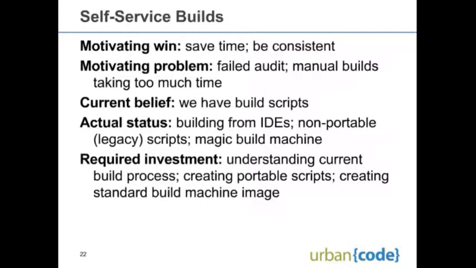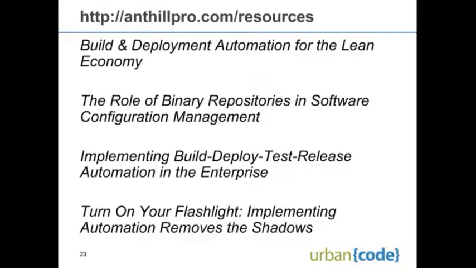I keep references as we go throughout. People might have seen the references; we're drawing a lot of material that we've talked through before. We have quite a number of white papers and webinars up on our website that talk through these issues in more detail than we've done today. If you want to learn more about removing bottlenecks, take a look at the one about the lean economy. If you're interested in the dependency management aspects, take a look at the talk on binary repositories. If you want more about scaling up to enterprise level concerns, take a look at implementing build, deploy, test, release automation in the enterprise. And if you want to learn more about that evaluation template and how to use it in your project planning, take a look at Turn on Your Flashlight as a webinar of choice.